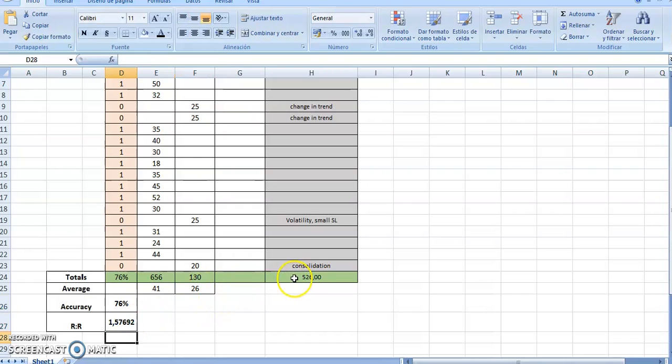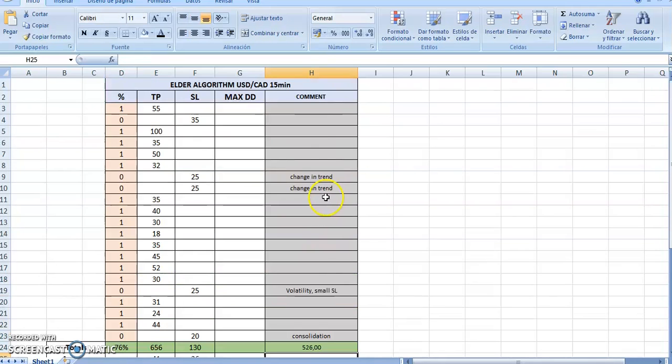We have our total pips for the month, 526 pips. And then we just have a small comment section here where we can leave a reason why we lost the trade, and this will help us improve the strategy over time.